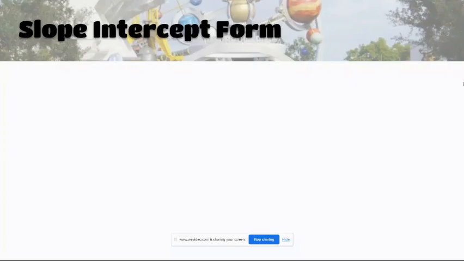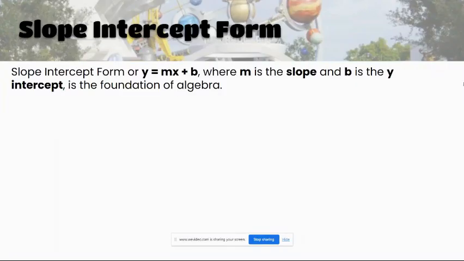Slope-intercept form, or y equals mx plus b, is where m is the slope and b is the y-intercept. And it is the foundation of algebra. You have to know this equation. You have to be able to write things in this equation.